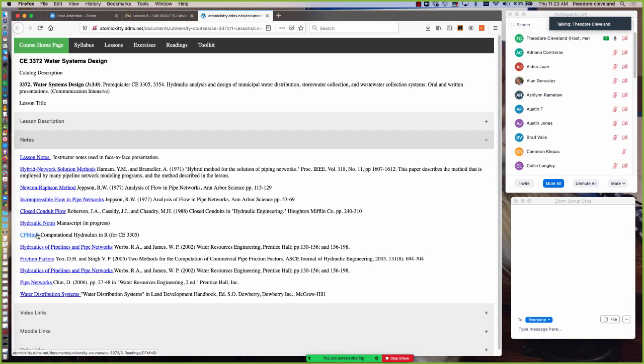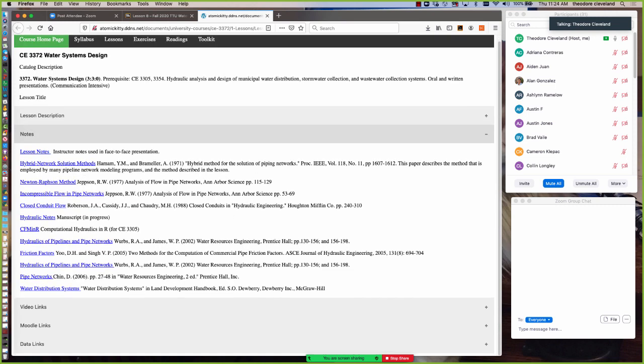There's some hydraulic notes, and there's some examples of how to do this using the R scripting language. We'll examine those. And then Wurbs and James has good background, as does Chin. And then the Water Distribution and Land Development Handbook also has a good description. So network simulation modeling and network hydraulics is kind of key to asking the question, will my network provide the necessary pressures and demands? Is it physically capable of doing that?